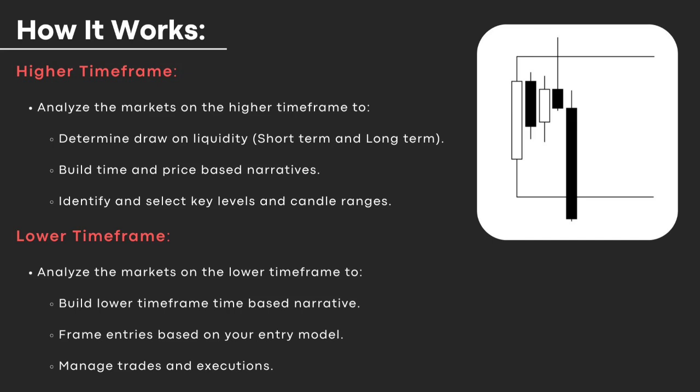First of all, let's discuss the higher time frame. For the classic swing model, as I said before, it's the monthly time frame and the weekly. And for the one shot, one kill model, it's the daily time frame. Now, what you're going to do on the higher time frame is, first of all, determine the higher time frame drawn liquidity or the directional bias, and you're going to determine both your short-term and long-term drawn liquidity. Now, I've already made a chapter on it, so I'm not going to explain it further.